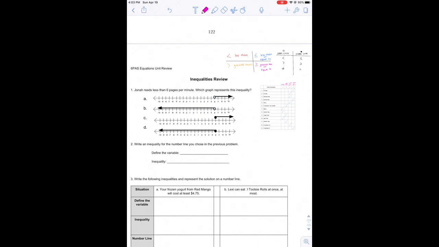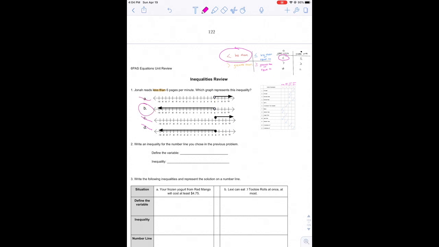It says Jonah reads less than 6 pages per minute, which graph represents this inequality. So less than does not have that or equal to component. It's this symbol, and I know that that symbol has an open circle. So right away I can eliminate C and D as choices. I know it has to have an open circle, and then I have to decide which arrow I want. Well, I can eliminate A because that has numbers that are bigger than 6.